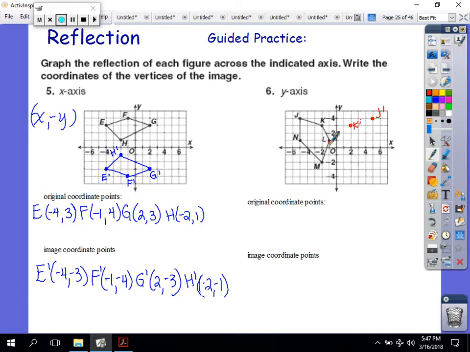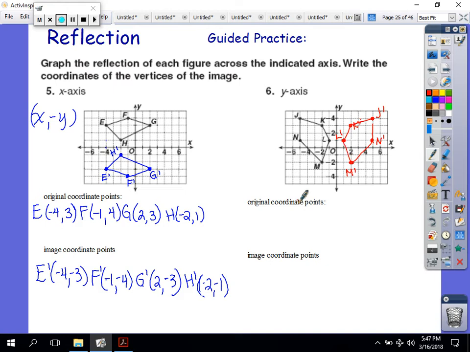K prime. L, 1 away. L prime. M, 1, 2, 1, 2. M prime. And N, 1, 2, 3, 4, 5. 1, 2, 3, 4, 5. N prime. All right. Kind of went through my letter K there, but that's okay. I should have written it on the outside a little more.